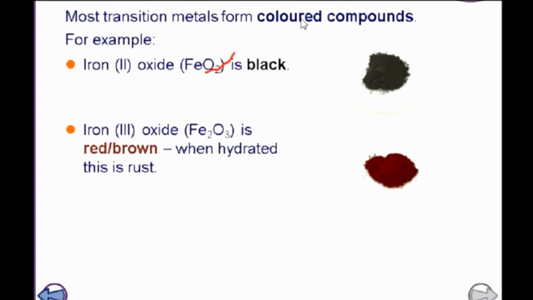Yeah, so FeO is black in color. Then iron(III) oxide, Fe2O3, is red-brown when hydrated. This is rust. So iron(III) oxide is red-brown and iron(II) oxide is black. Remember these examples.